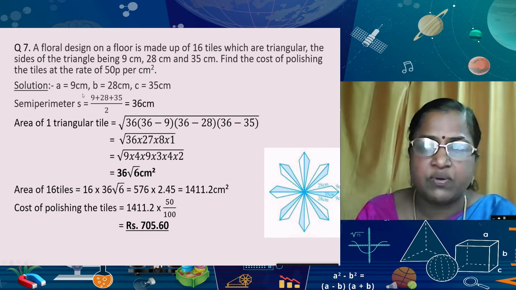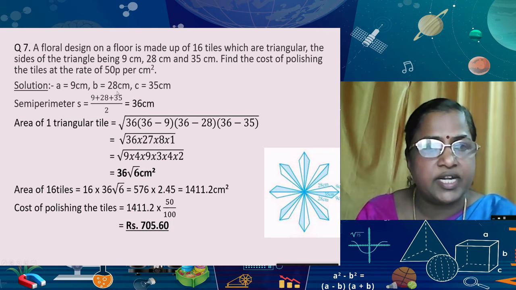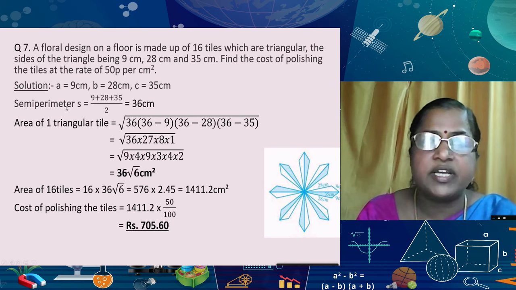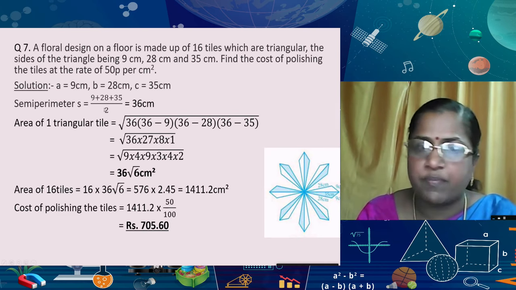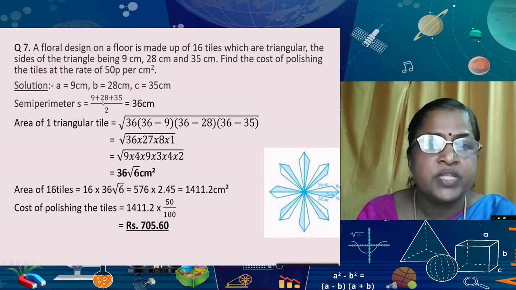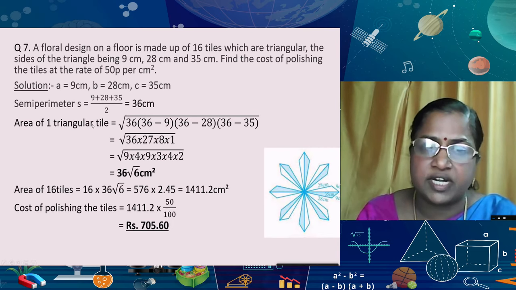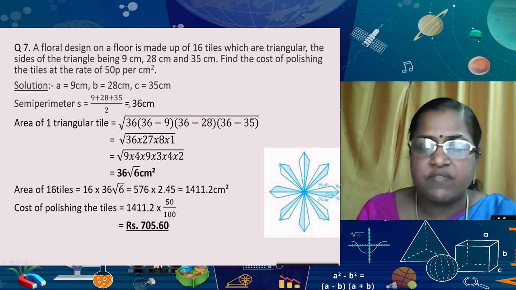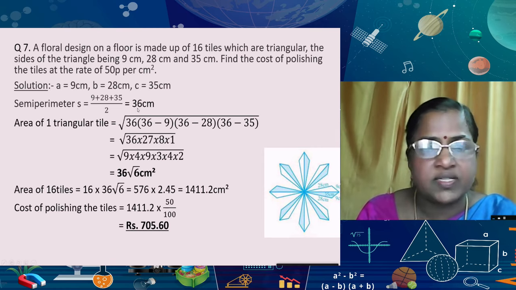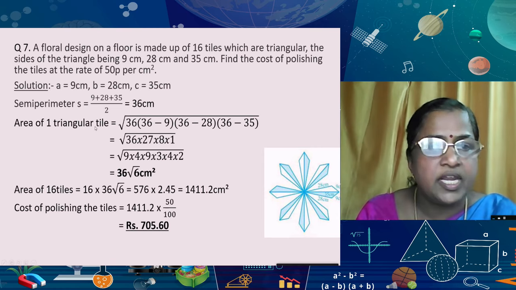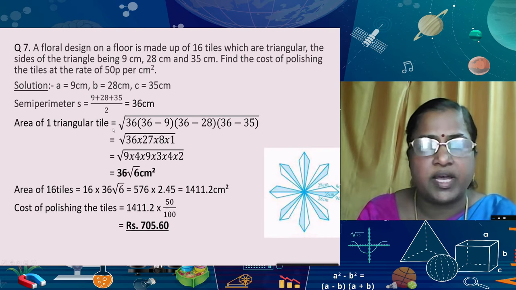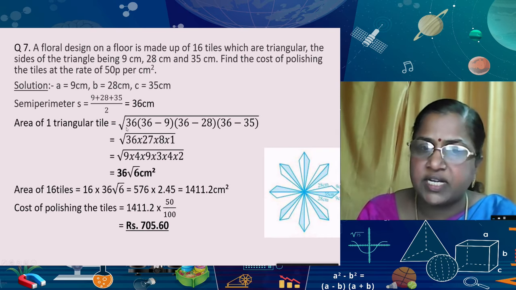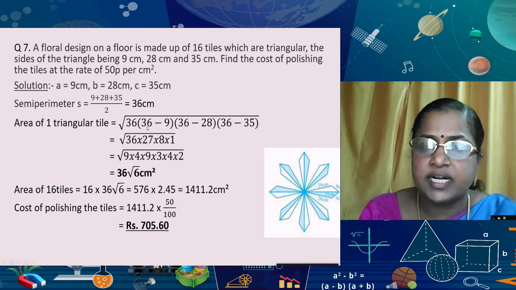So here a is equal to 9 cm, b is equal to 28 cm and c is equal to 35 cm. How to find the semi-perimeter? By the formula (a + b + c) / 2, that is (9 + 28 + 35) / 2, which is 72 / 2, that is 36 cm. Now, the area of one triangular tile we can find by Heron's formula, that is root of 36 into (36 - 9) into (36 - 28) into (36 - 35).